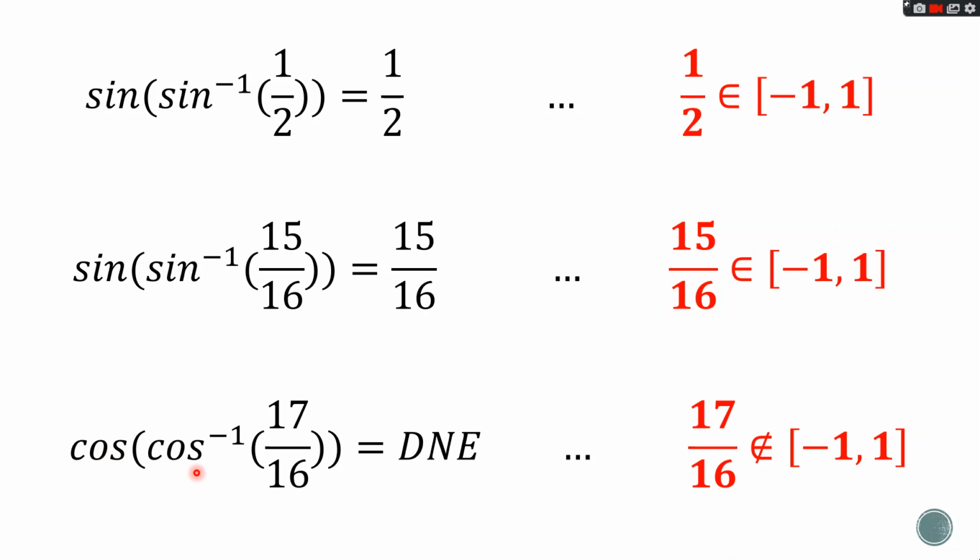Next, cos of cos inverse 17 by 16. Is it equal to 17 by 16? No. Why not? Because see, this is the required interval, minus 1 to 1. Now 17 by 16 exceeds 1. Therefore, this value does not exist.